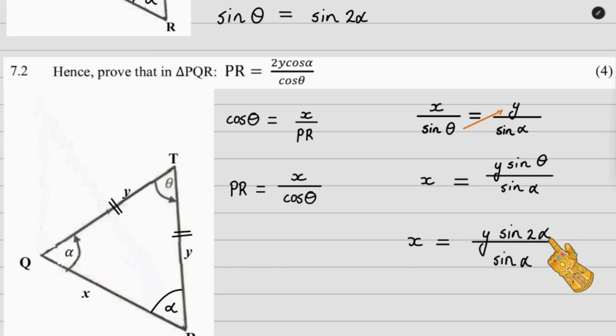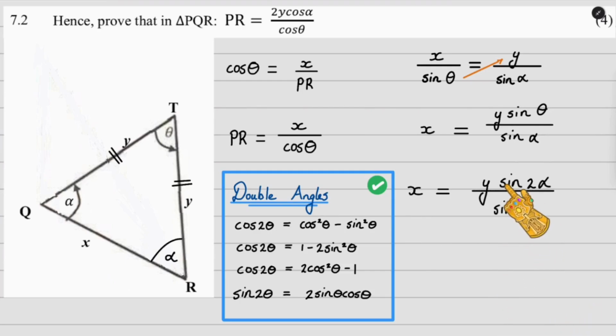And now there's a double angle. 2 times alpha, you're doubling the angle. So let's grab the double angles quickly. And quite thankfully for sine of 2 theta or 2 alpha, there's only one double angle that's applicable. It's the last one.